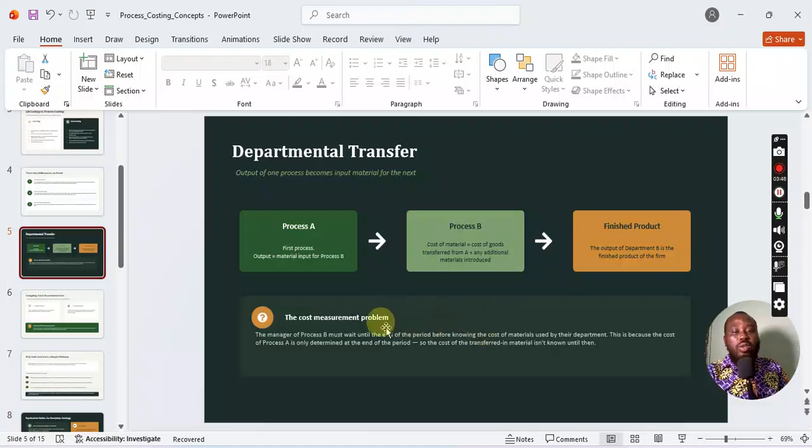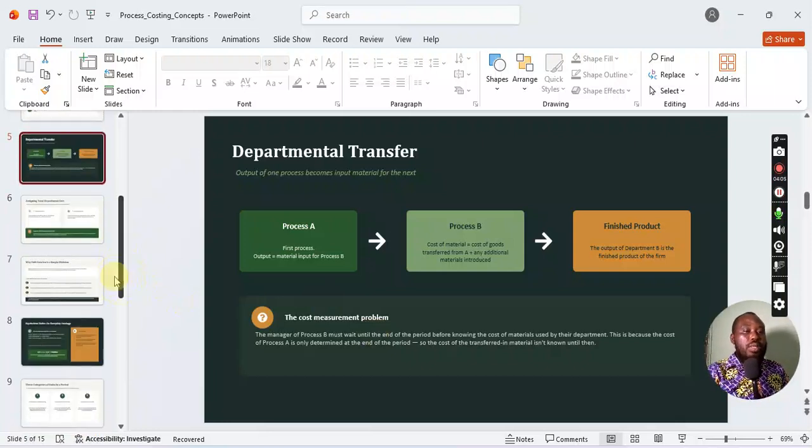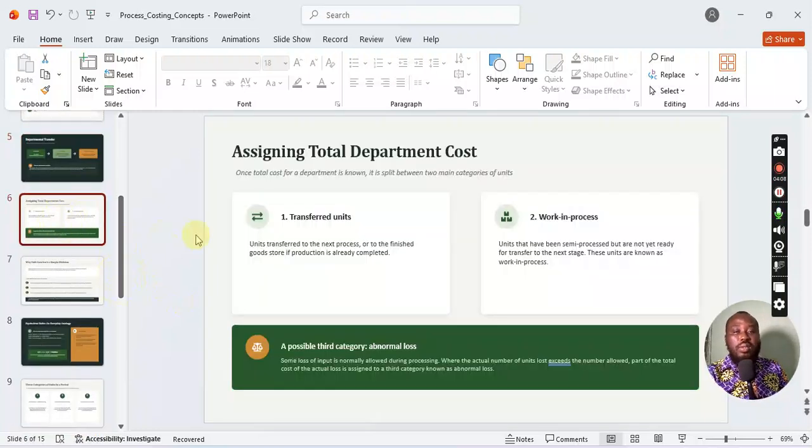Now, here we have the cost measurement problem: the manager of process B must wait until the end of the period before knowing the cost of material used by their department, because once you complete one process, another process begins. So you cannot just start your process without waiting for the first process to finish before you can continue with the next process. Let's look at other slides.